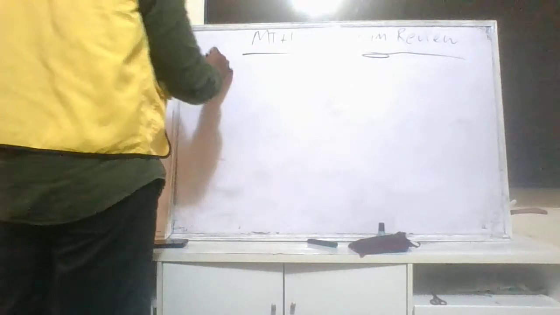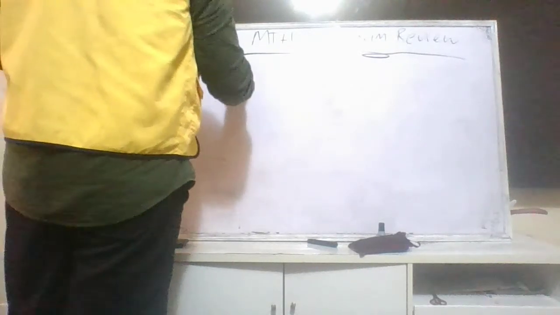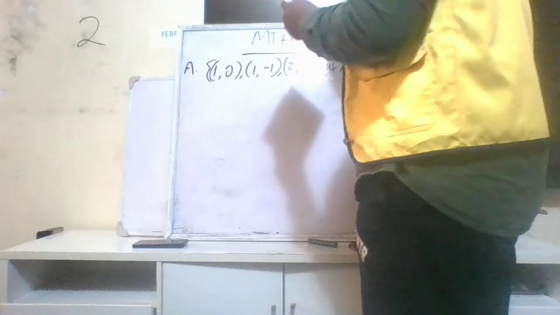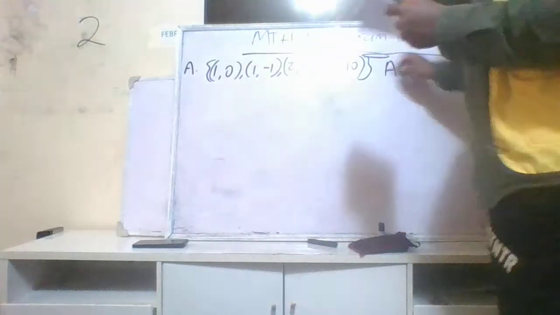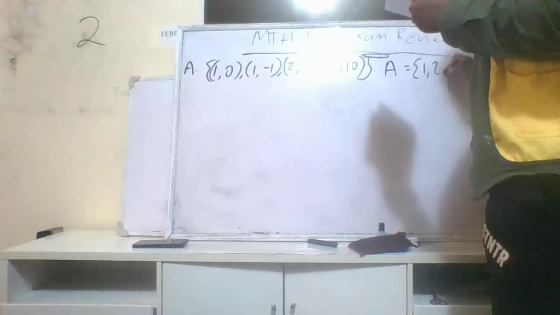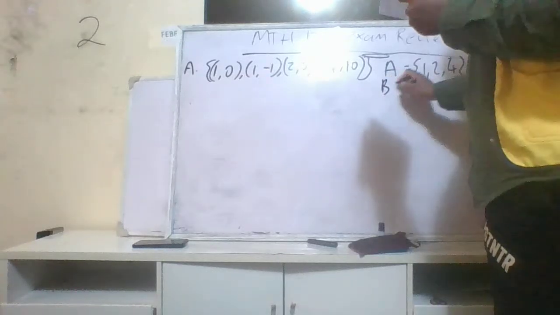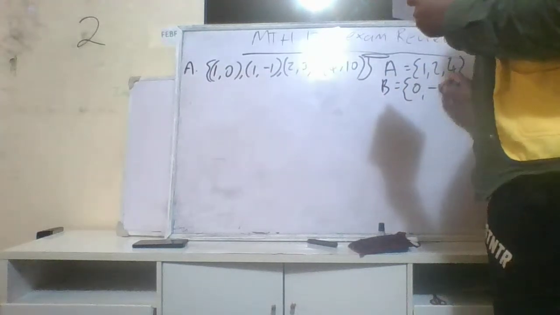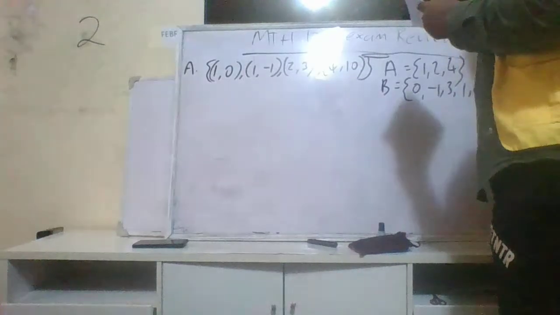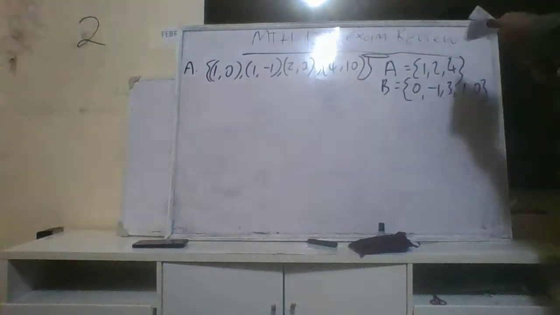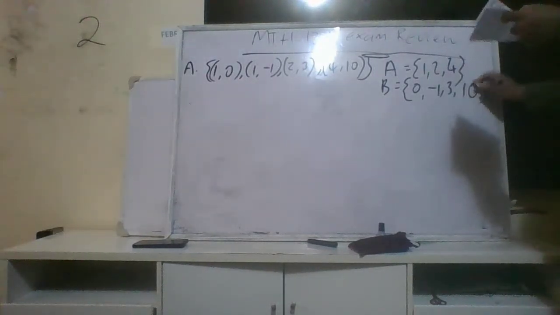Option A: 1 maps to 0, 1 maps to -1, -1 maps to 2, 3 maps to 4, and 4 maps to 10, where A is equal to 1, 2, 4, and B is equal to 0, -1, 3, 1, 0. Sorry, 3, 1, 3, 10. Okay?